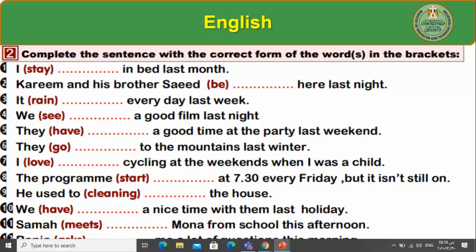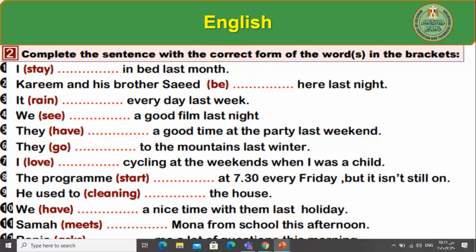كريم and his brother سعيد here last night. خليني أحط verb to be. Last night في الماضي يبقى verb to be في الماضي عندي was و were. Was مع المفرد singular، were مع الجمع. كريم وسعيد his brother سعيد يبقى جمع يبقى were. يبقى كريم and his brother سعيد were here last night. Okay.